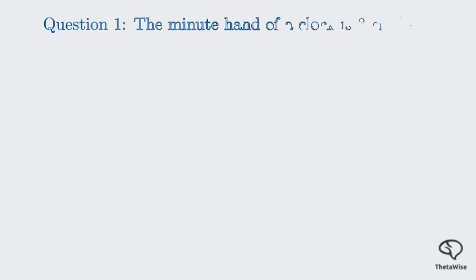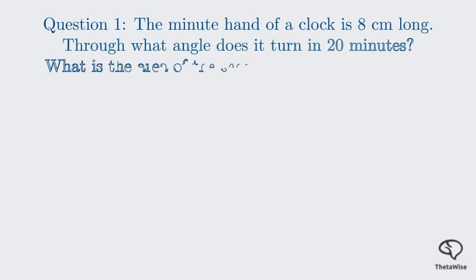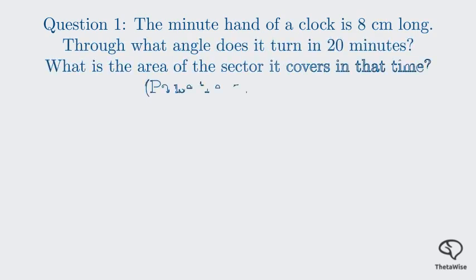To help you solidify your understanding, here are 5 IB-style practice questions. I will show you each question, and you can pause the video to attempt it yourself. Afterwards, I'll present the fully worked solution. Question 1. The minute hand of a clock is 8 centimeters long. Through what angle does it turn in 20 minutes? What is the area of the sector it covers in that time?